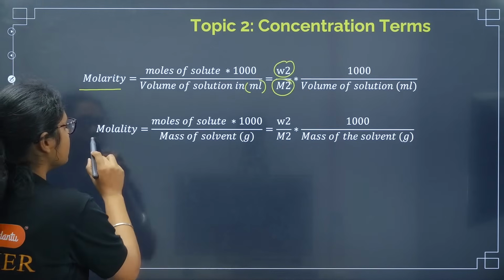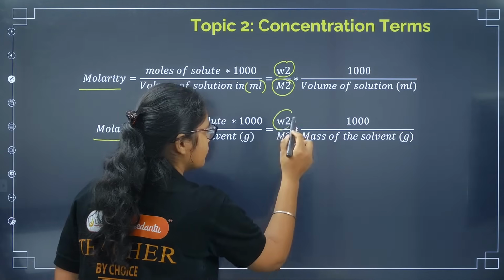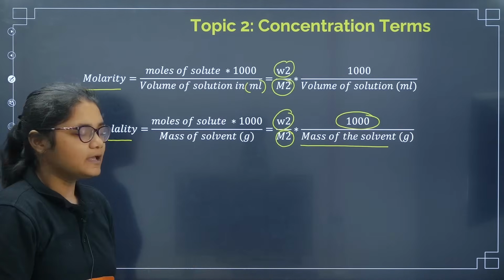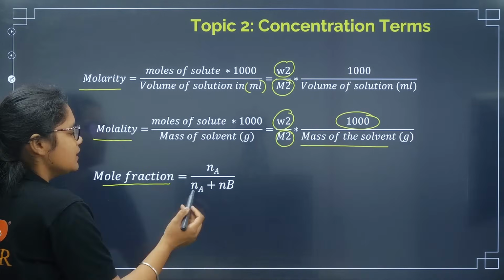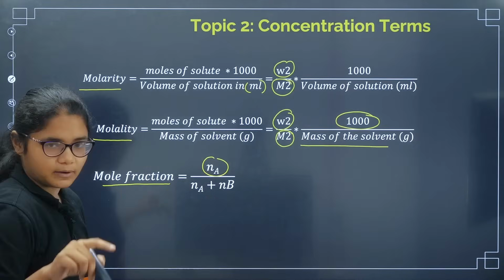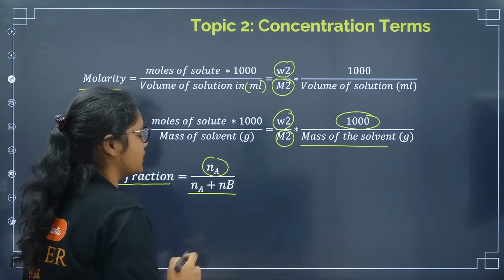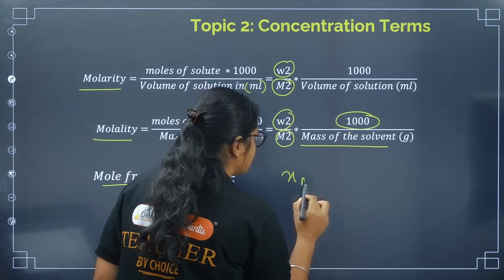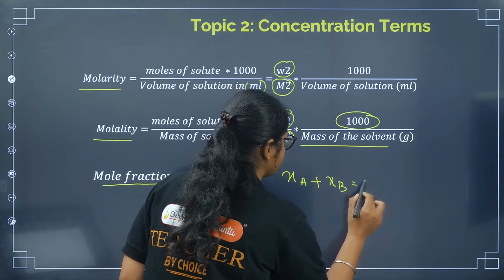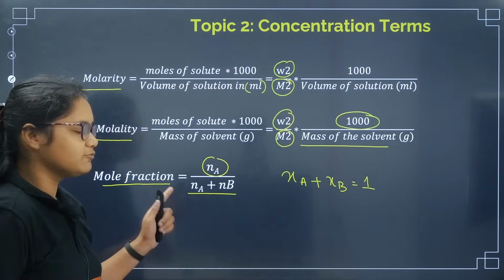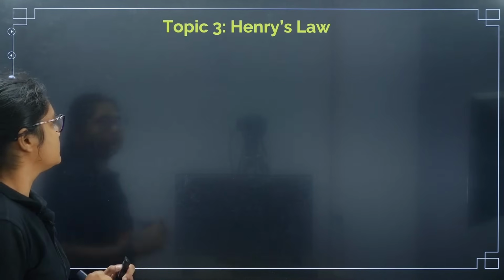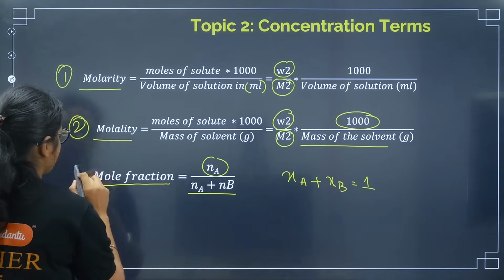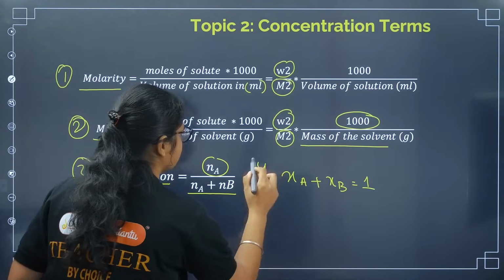Now coming to molality. Molality is number of moles of solute divided by mass of the solvent, into 1000, right? Next is mole fraction. Mole fraction is number of moles of the particular component divided by the total number of moles. Suppose there are two components, you know one more relation, XA plus XB is equal to 1. So now we have written 4 formulas. Just keep a count of the formulas when you revise: we have 1, 2, 3 and then the 4th formula.